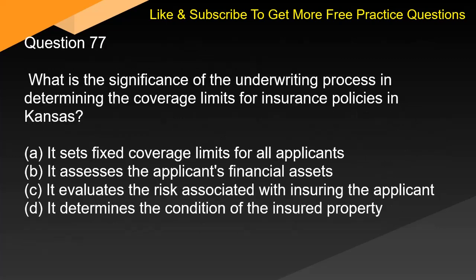Question 77. What is the significance of the underwriting process in determining the coverage limits for insurance policies in Kansas? A. It sets fixed coverage limits for all applicants. B. It assesses the applicant's financial assets. C. It evaluates the risk associated with insuring the applicant. D. It determines the condition of the insured property.